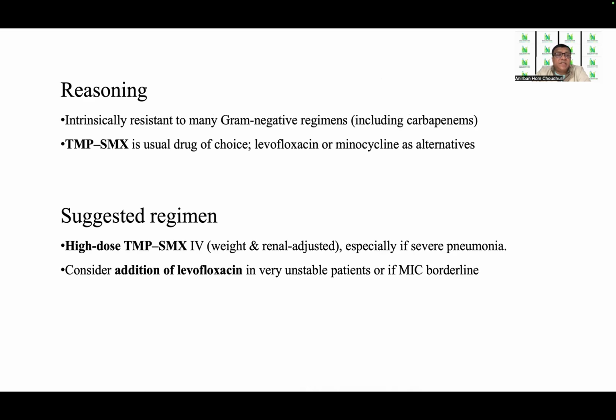They are intrinsically resistant to many gram-negative regimens, including carbapenems, and trimethoprim-sulfamethoxazole is the usual drug of choice. Levofloxacin or minocycline can be alternatives. It is suggested to use high-dose TMP-SMX; what is available in India is 240 mg 6 hourly, especially if it is severe. But we should consider the addition of levofloxacin if the patient is very unstable hemodynamically or if the MIC is borderline.